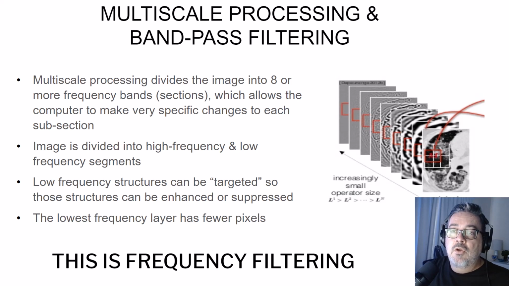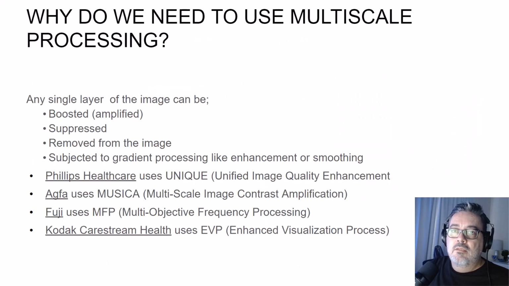Just remember that the lowest frequency layer is going to have the fewest pixels. But you can see how advantageous it might be to have the ability to visually enhance body parts that give off different signals and suppress others when the radiologist is attempting to visualize very specific anatomy based on the reason for the exam. So why do we need to use multiscale processing? Let me just point out that all of this occurs within the software, meaning you don't have control over this function at the control panel necessarily.